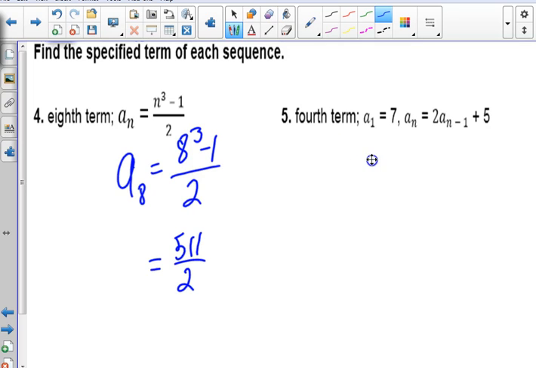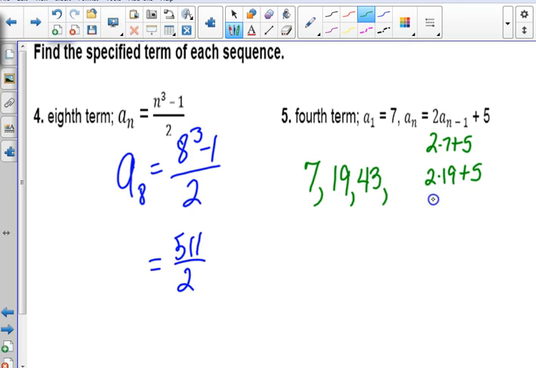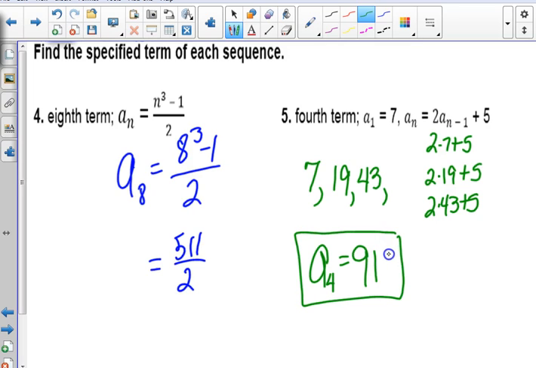4th term over here, what are we going to have to do? Yeah, so the first term is 7, and then it would be 2 times 7 plus 5, which would be 19, and then it would be 2 times 19 plus 5. 4th term, we're finally there. 2 times 43 plus 5. Did someone else get that? Okay.